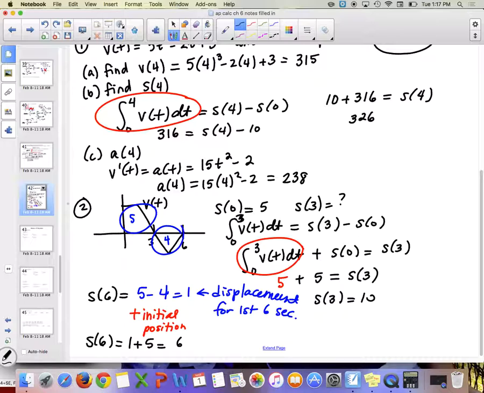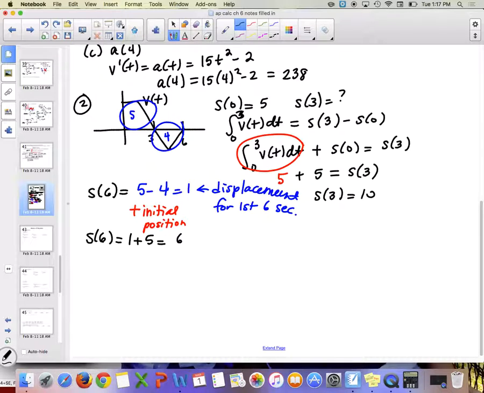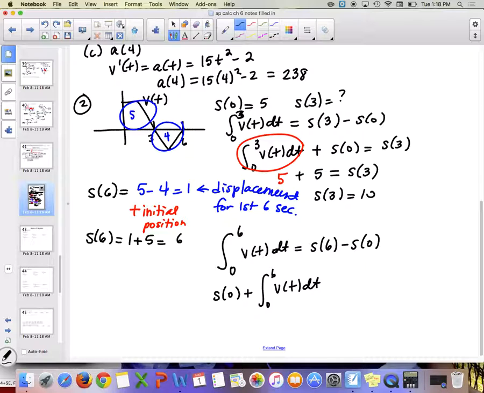And you could write that out with the integral. I think it would make more sense if you write it out with the integral, right? So if you write all of it out, you'd say, okay, I want to find s of 6. So I'm going to integrate my velocity function from 0 to 6. That's going to give me my s of 6 minus s of 0. So basically, you're just taking your s of 0 and you're adding the displacement, which was 5 minus 4, to get that total. Okay, so if you write it out with the integrals, I think it makes a little bit more sense.